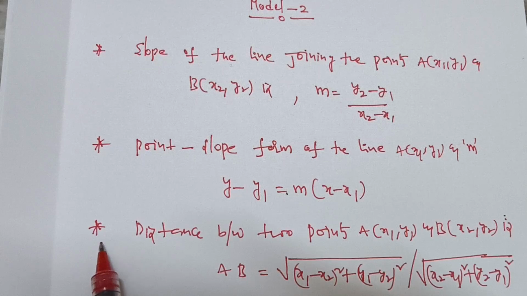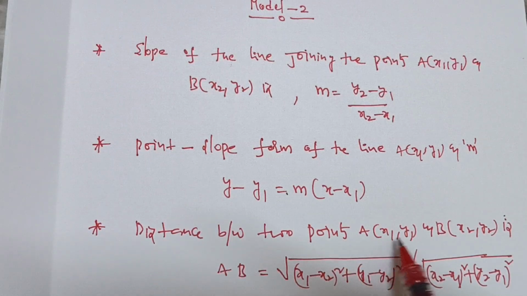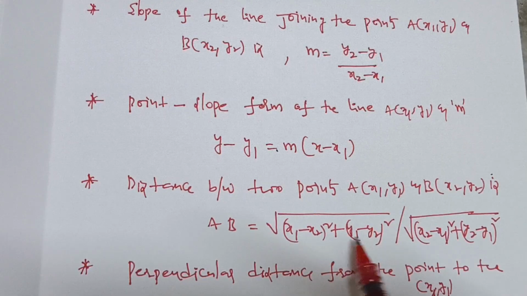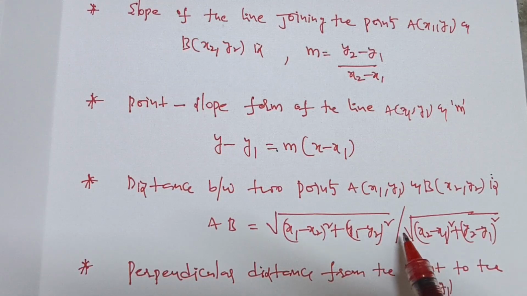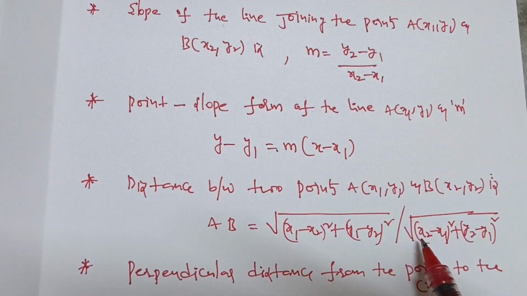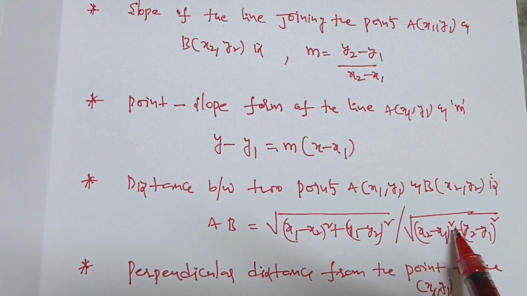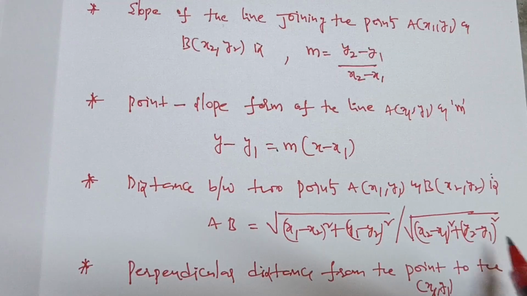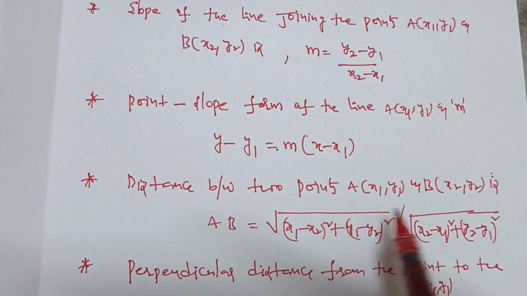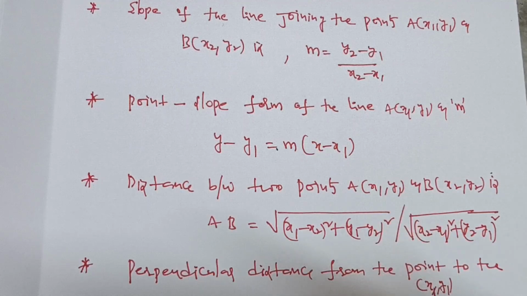Now the third formula is the distance between 2 points. Given A(x1, y1) and B(x2, y2), AB equals the square root of (x1 minus x2) whole square plus (y1 minus y2) whole square, or this formula can also be written as the square root of (x2 minus x1) whole square plus (y2 minus y1) whole square. We use any one of these formulas to find the distance between any 2 given points.